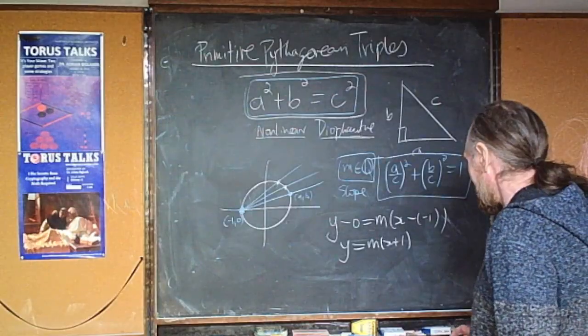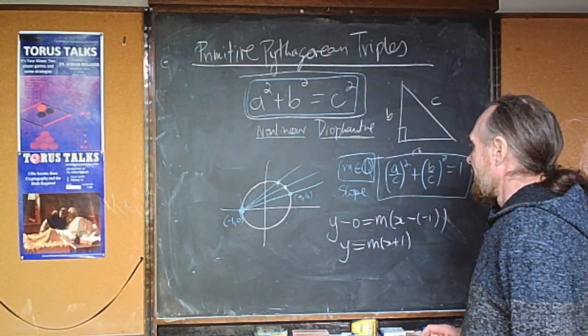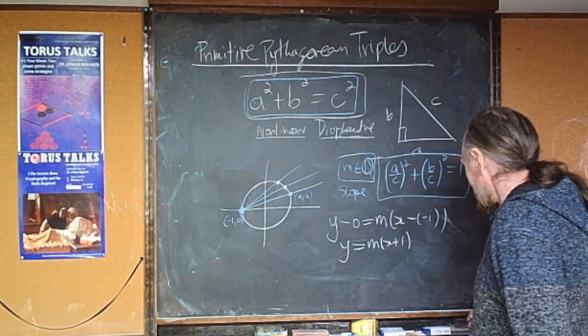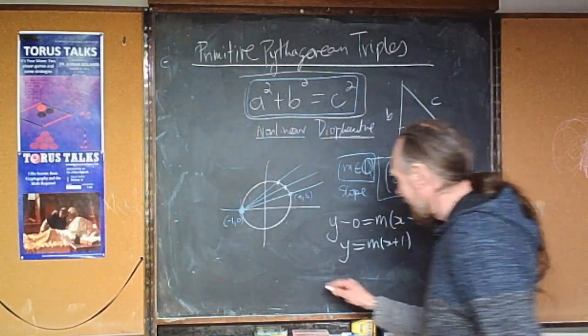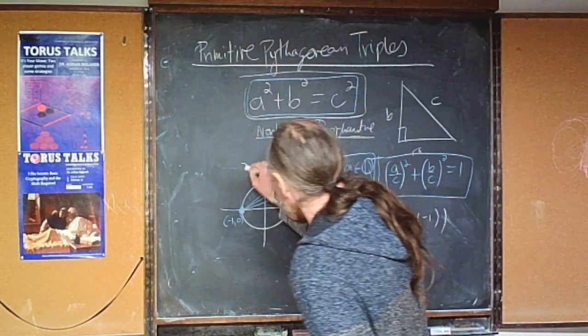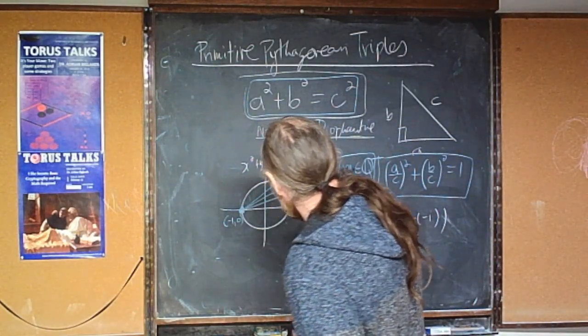I should have used A and B. Yeah, you'll see later. It doesn't matter. Now what we're going to use is, I'm on the unit circle also. This is x squared plus y squared equals 1.